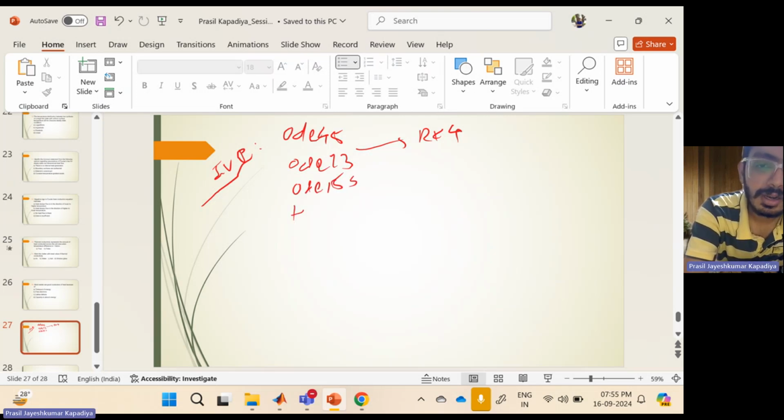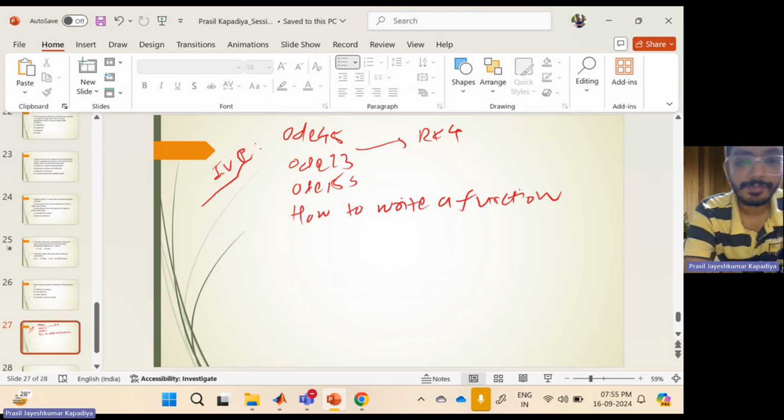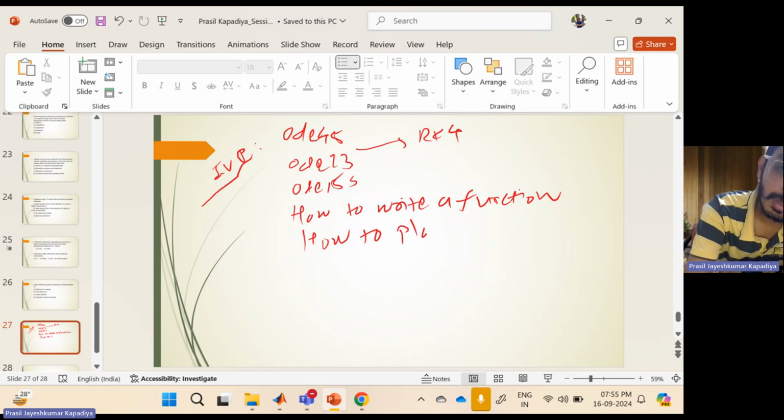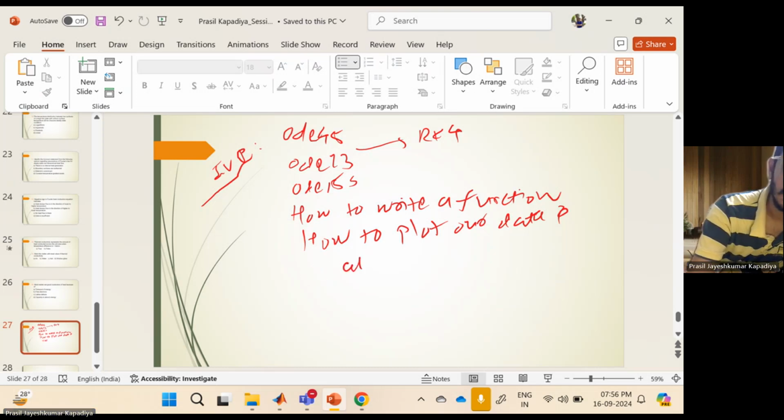Then further we learned how to write a function, correct? Then we learned how to plot our data and present it in a good way. This is what we learned.